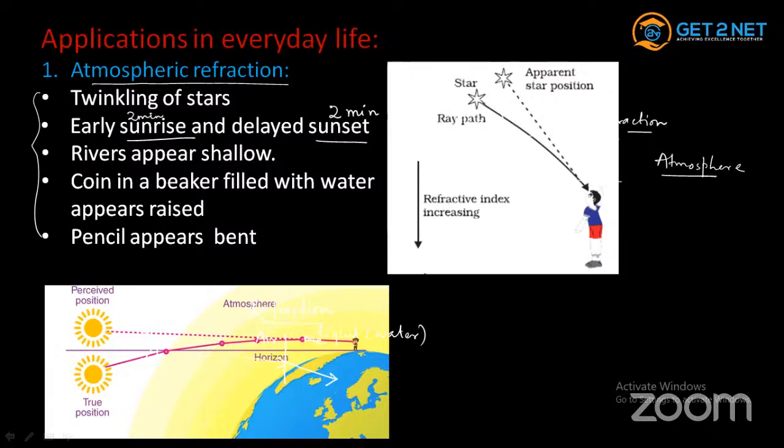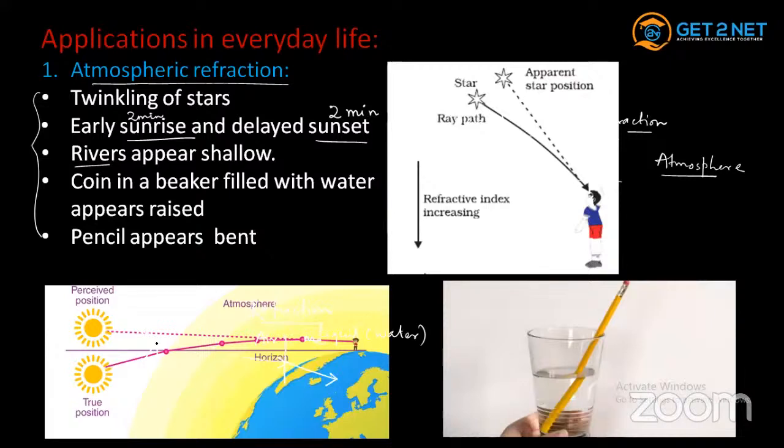Next application is rivers appear shallow. Even if our river is very deep, it appears to be raised upward. Coin in a beaker filled with water appears raised. The coin is seen higher, though actually it is at the bottom, but it is seen above. That is also due to atmospheric refraction. And pencil appears bent. As you can see from the diagram, the pencil appears a little bit bent. So this is due to atmospheric refraction. These all are the applications of this phenomenon.